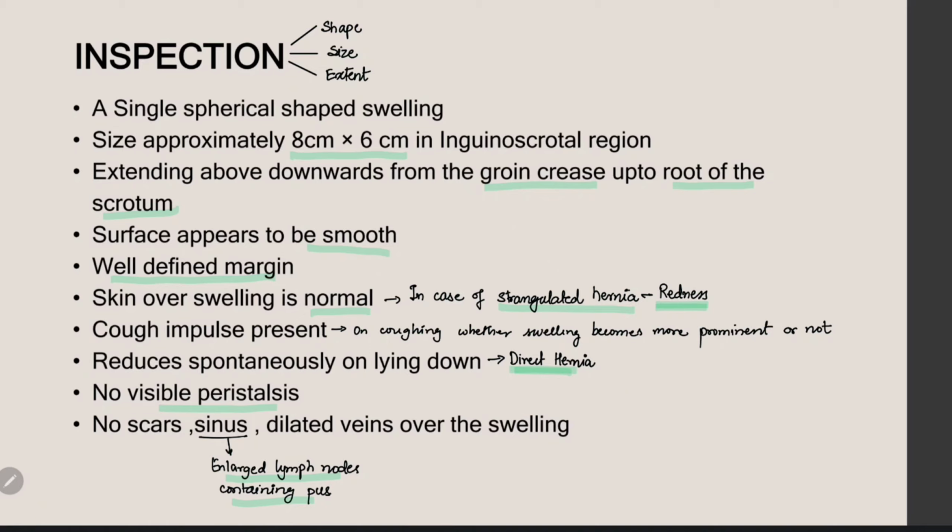Reduces spontaneously on lying down. It indicates a direct hernia. If we have to reduce the swelling with our own fingers, it will indicate indirect hernia. No visible peristalsis is present.